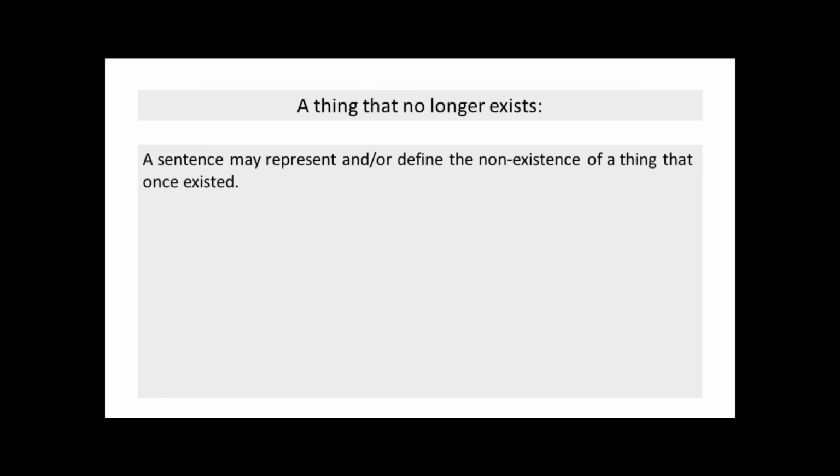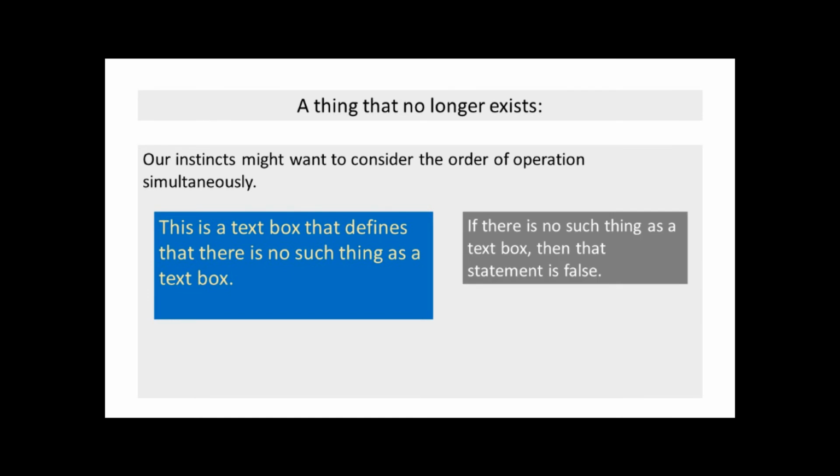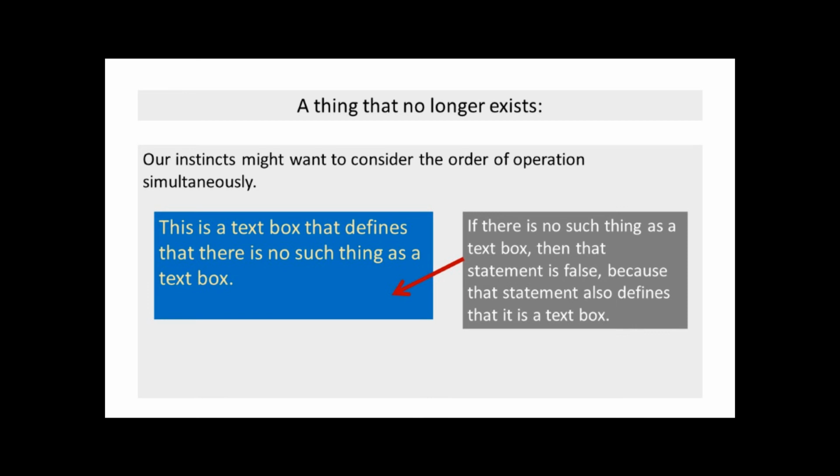Also, a sentence may represent and/or define the non-existence of a thing that once existed. For example, this is a text box that defines that there is no such thing as a text box. Our instincts might want to consider the order of operations simultaneously. If there is no such thing as a text box, then that statement is false, because that statement also defines that it is a text box.